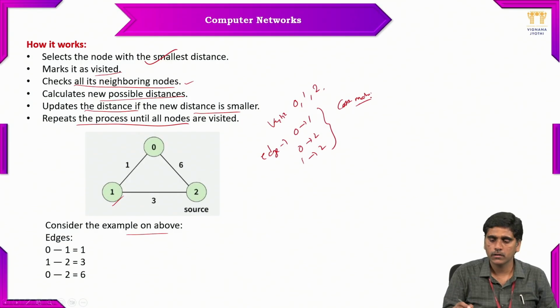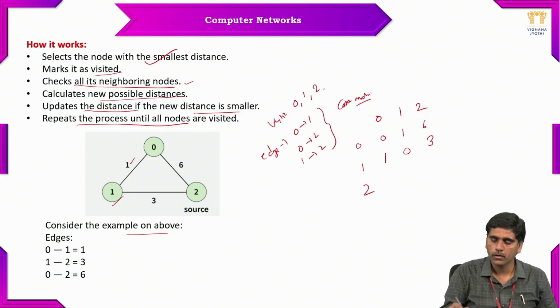So what is the cost matrix? The cost matrix represents the distance of each and every node for each and every edge. So 0, 1, 2. What is the distance between 0 and 0? 0 and 0 is nothing but self distance, it is 0. The distance from 0 to 1 is 1. And 0 to 2 is 6. And 1 to 0 is only 1. 1 to 1 is a self distance, 0. And 1 to 2 is 3.